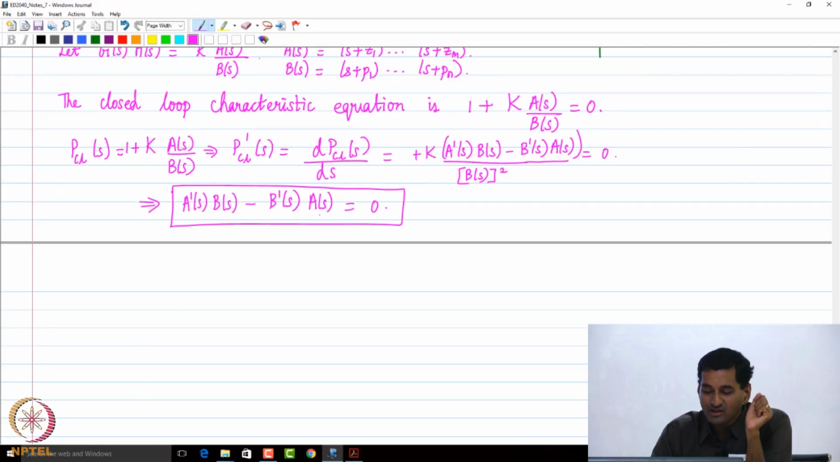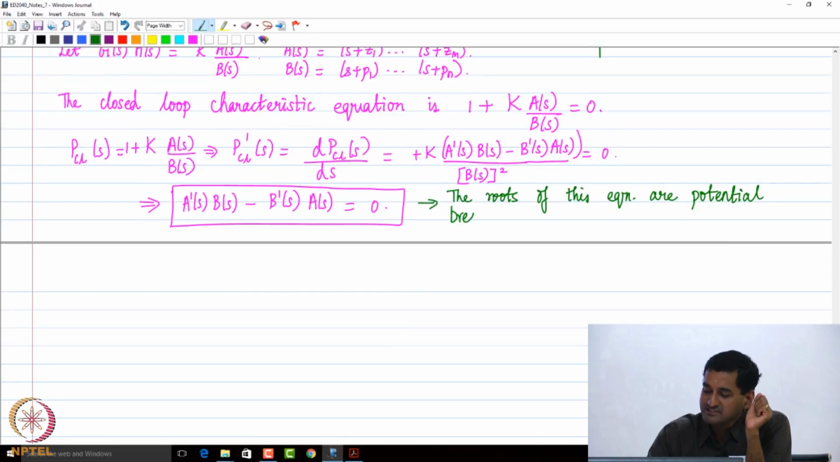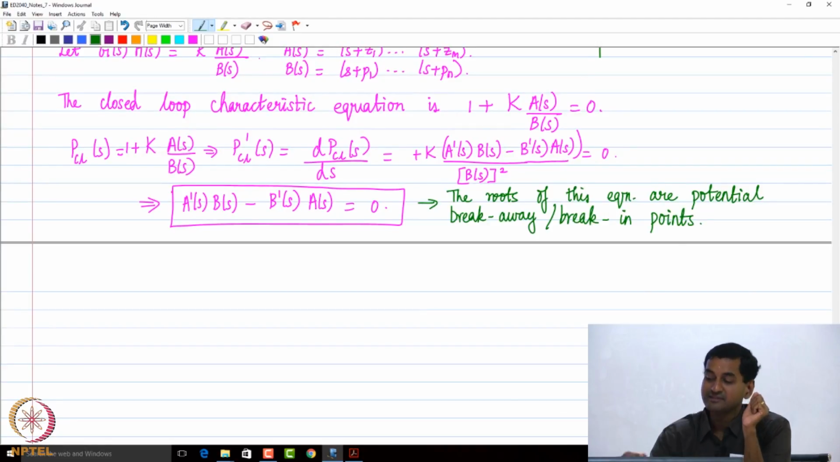So what we do is that we solve this equation, okay? The roots of this equation are potential breakaway, break-in points, okay? Why am I saying potential, right? We will see why. But then we still need to do one more check. What we need to do is figure out the value of k corresponding to these points and check whether they are positive, okay? Then only those points will lie on the root locus, okay?